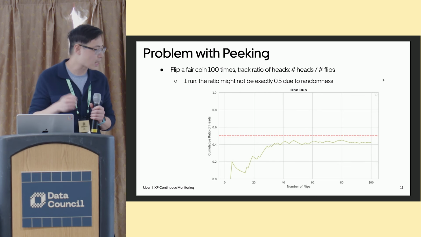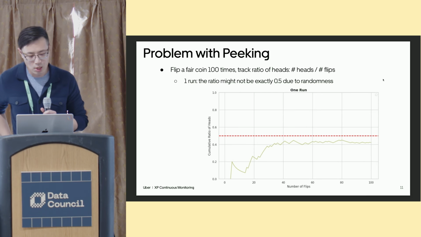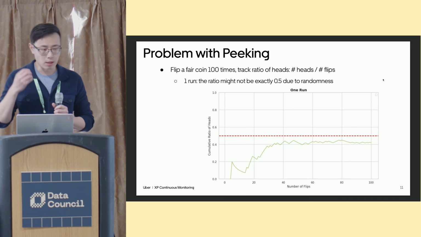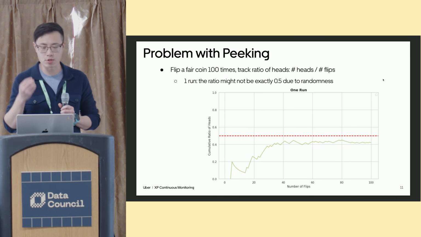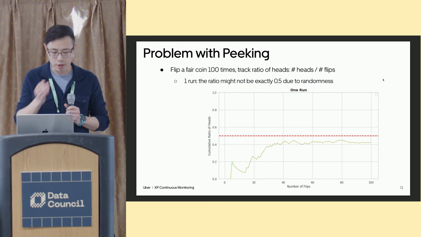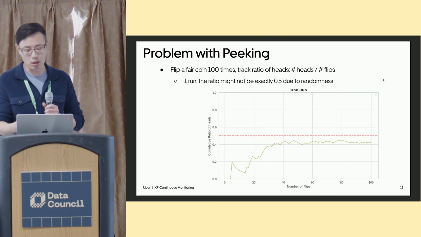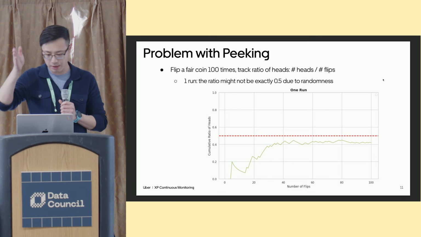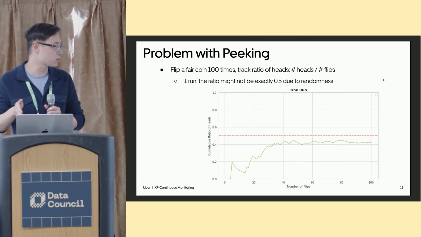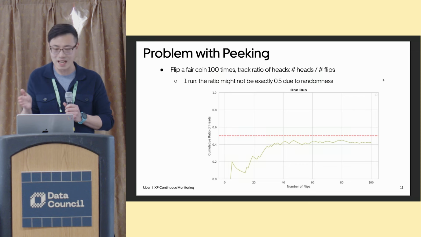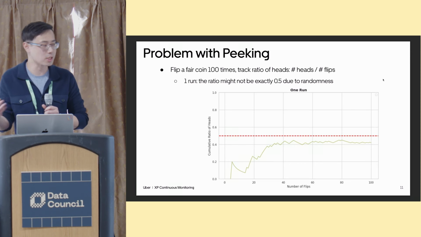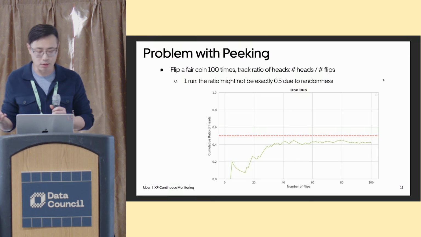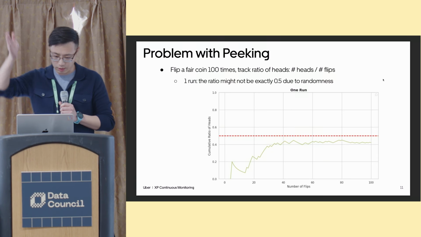Suppose we want to test if a coin is fair by flipping it 100 times, tracking the count of heads versus the count of flips. So here with simulation, I show you one run of such. At the end of the 100 flips, you can see that even at the end, the fraction of heads is not exactly 0.5, which is expected because we know it jumps around due to randomness. But that's fine if we only plan one test in the end.